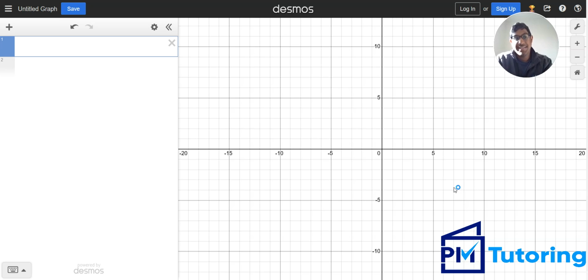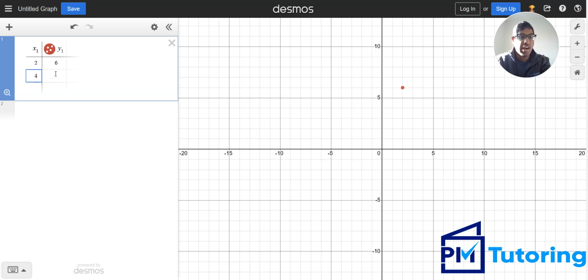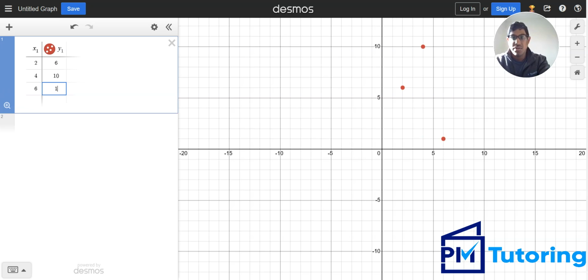The ability to create tables from a function, or create a table and create the function from it, is very, very helpful on the SAT, and I'm going to show you how to do both. So let's start with entering a table. We can do that by hitting the plus button, and then you can throw in your points. Let's say we have the point 2, 6, the point 4, 10, and 6, 14.